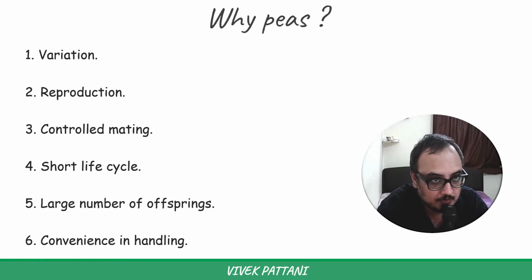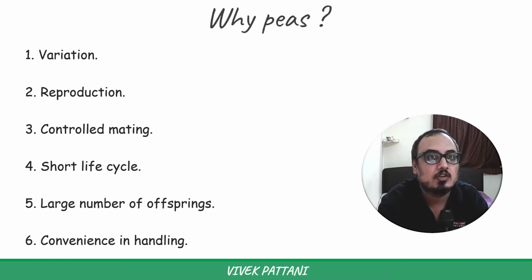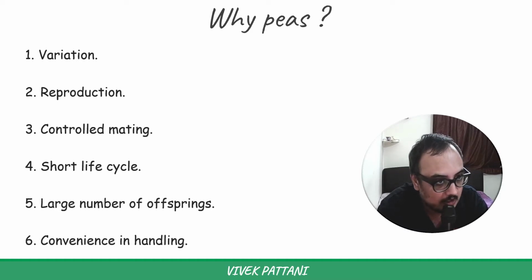The first reason is variation. The organisms chosen for a genetic experiment should have a number of detectable differences, and at a time only a single detectable character should be considered. The second one is reproduction.